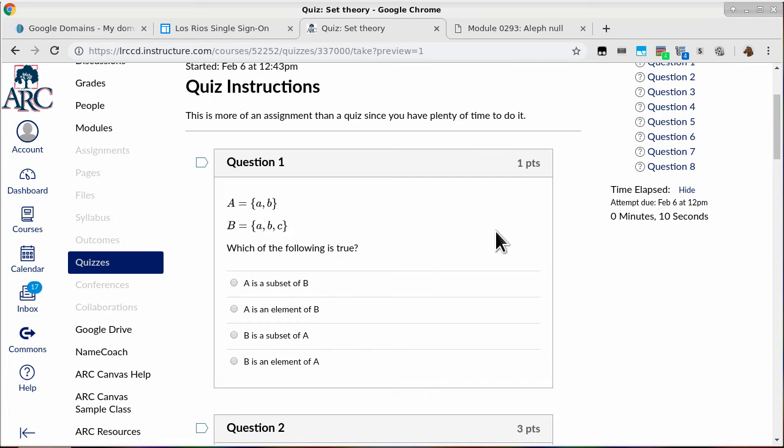Uppercase A is A, B, lowercase b, uppercase B is A, B, and C. So which of the following is true? And only one, okay? Because it's a round bubble, you can only pick one because it's a radio button. So in this case, A is a subset of B is the only one that works, okay? The other 3 simply are not true, okay? So we click the first one.